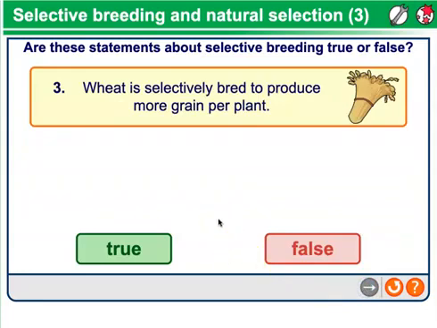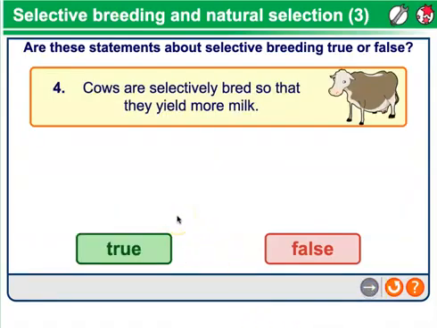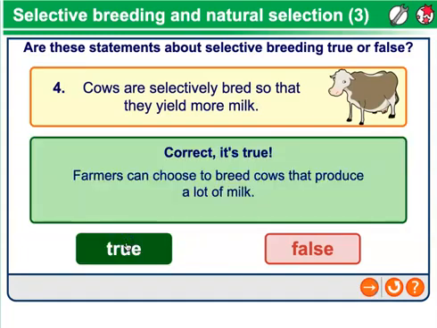Wheat is selectively bred to produce more grain per plant. This seems to be a benefit to humans. Modern wheat crops yield more grain per plant than older varieties. Cows are selectively bred so that they yield more milk. This is definitely something that we do on a regular basis. Farmers can choose to breed cows that produce a lot of milk.